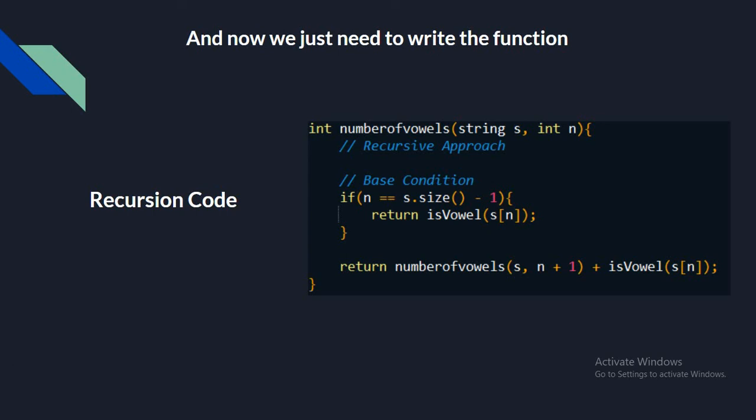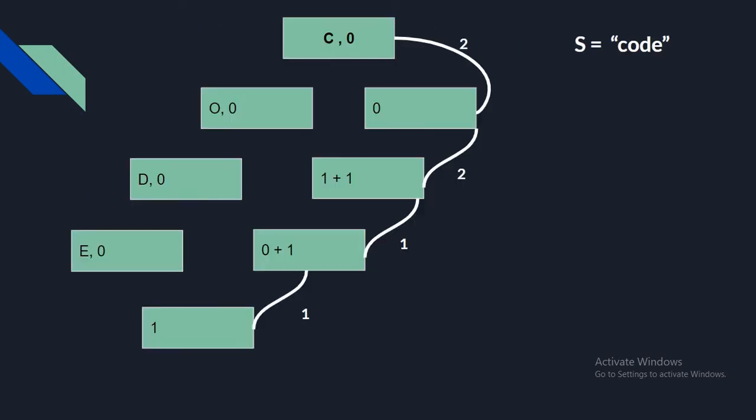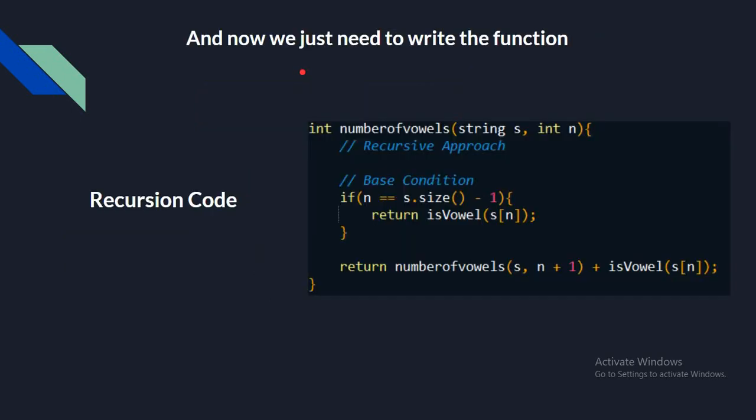So make sure you draw a tree diagram, because the tree diagram is necessary. It will tell you how your relation behaves and how your recursion relation will form. Whenever you code a recursion function, you should always draw a tree diagram, because it's necessary. Okay, so this was just a recursion code, and that's how we approach a recursion problem. It was a basic problem.